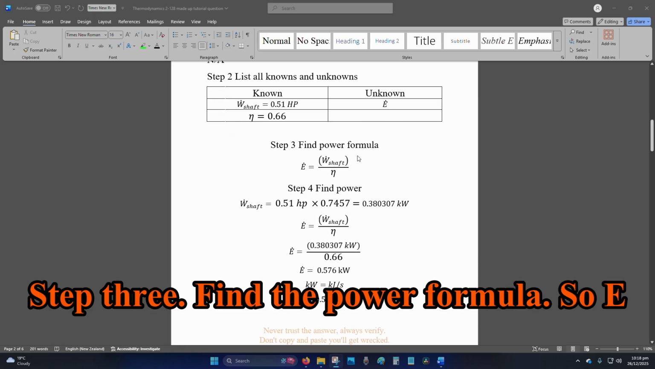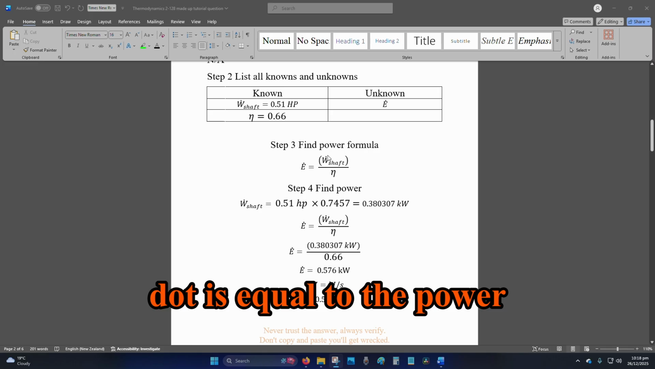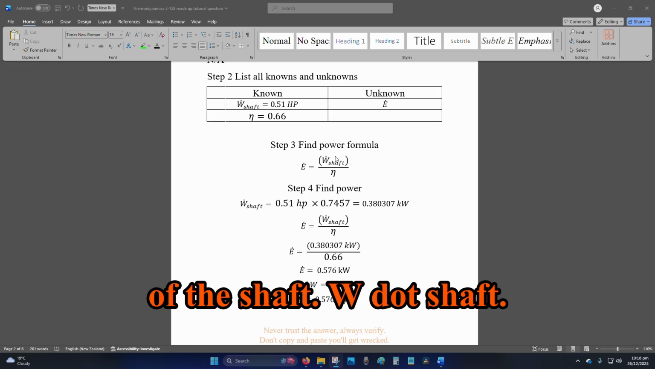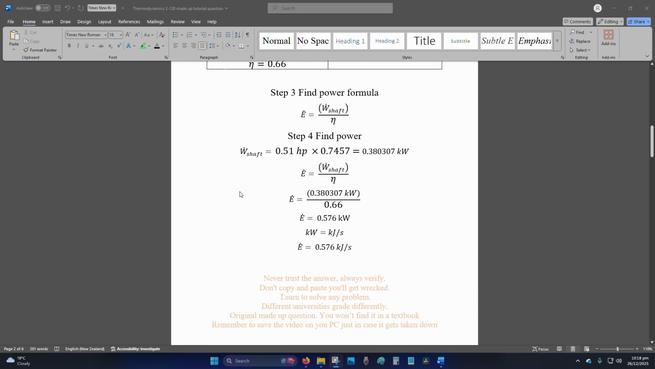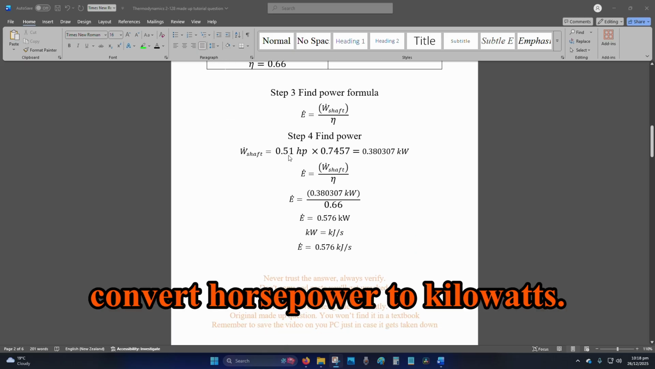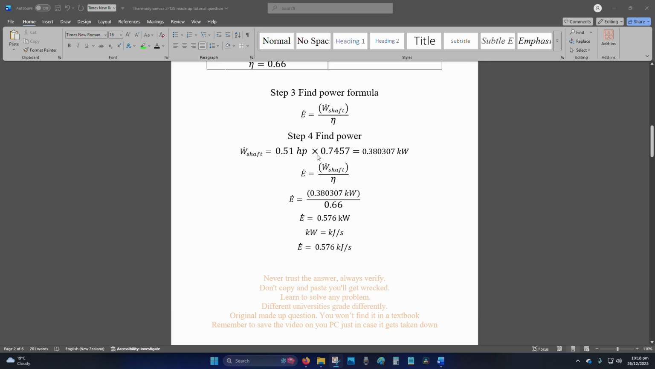Step 3, find the power formula. So E dot is equal to the power of the shaft, W dot shaft, divided by the efficiency. Step 4, find the efficiency. First, we're going to convert horsepower to kilowatts. So this is the conversion factor.